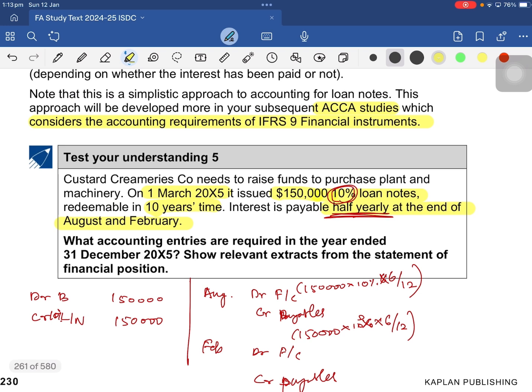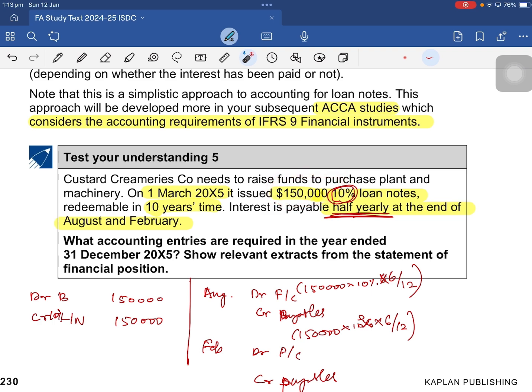Now, Custard Creameries Company needs to raise funds to purchase plant and machinery. Clear? So on 1st March 2005, they issued 150,000 10% loan notes. I have told you, when there is a percentage given, that is the interest they are expecting. So on the 150,000 loan, you have to pay 10% interest.